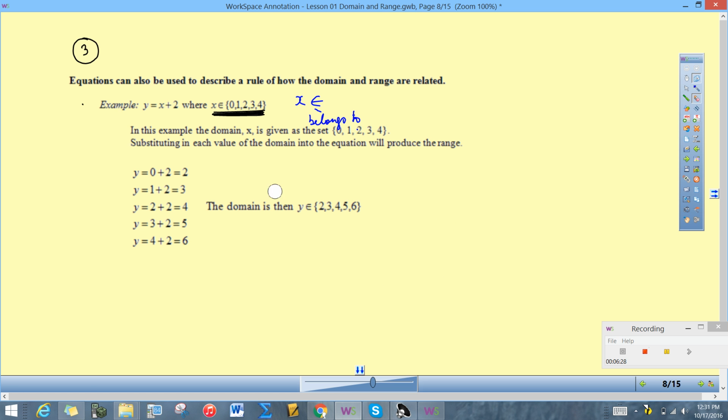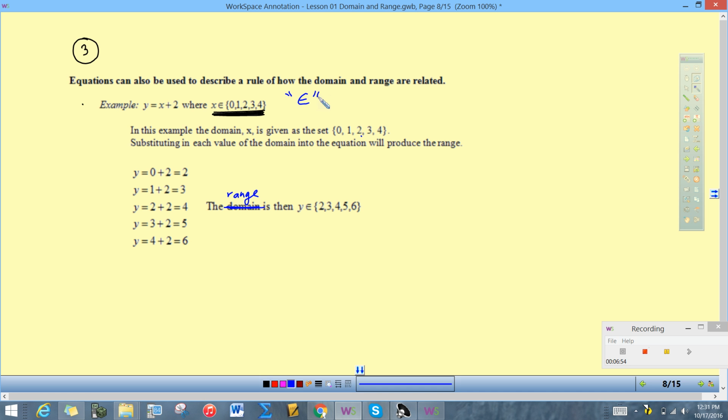so let me just get rid of this. First of all, there was an error here. This should say the range. Okay, so what this question is basically saying is this. It says, you have an example of y equaling x plus 2, where x belongs to 0, 1, 2, 3, 4, or x is a member of the set of 0, 1, 2, 3, 4. Remember, this term is an element of. We learned this last year.